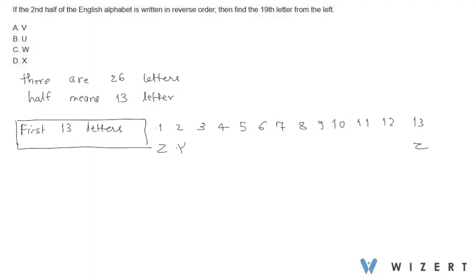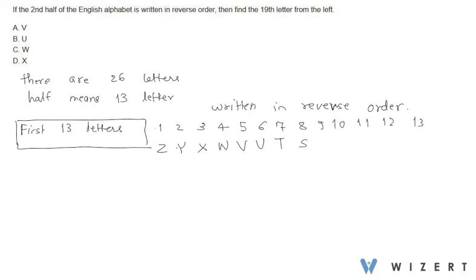There Y will be over here, X over here, W over here, V, U, T, S in this way. So this is written in reverse order.